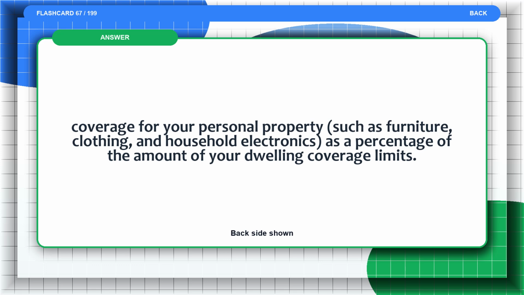The answer is coverage for your personal property such as furniture, clothing, and household electronics as a percentage of the amount of your dwelling coverage limits.